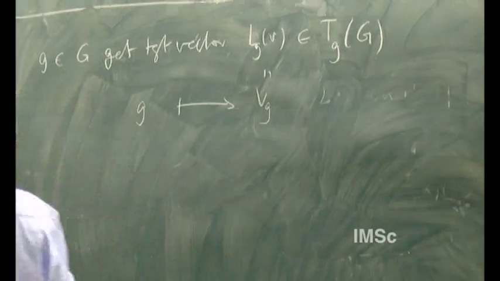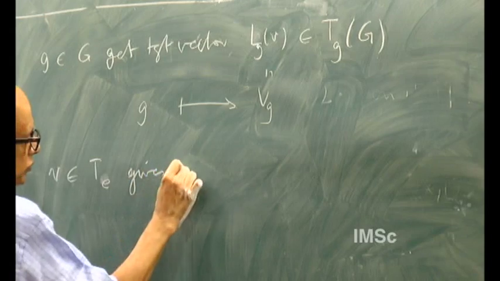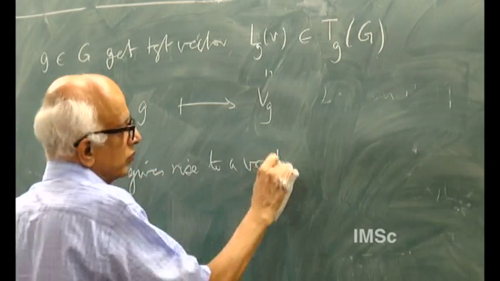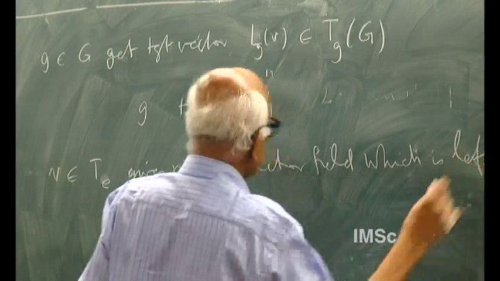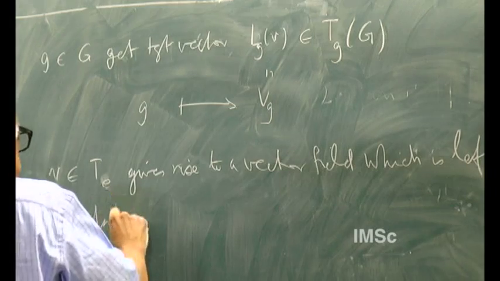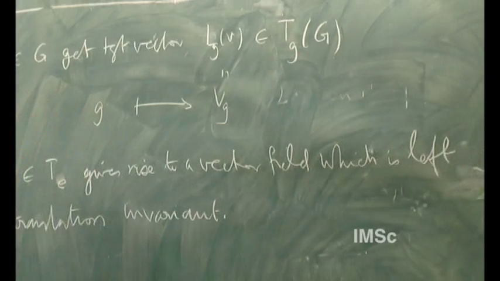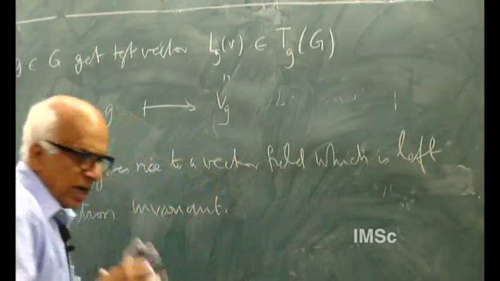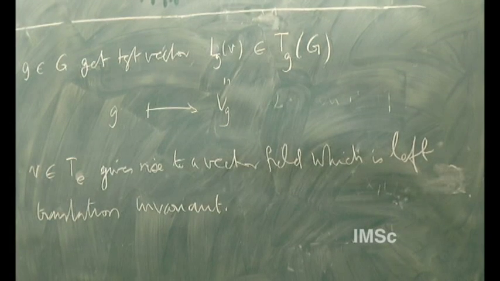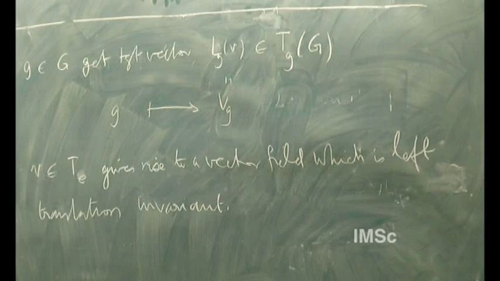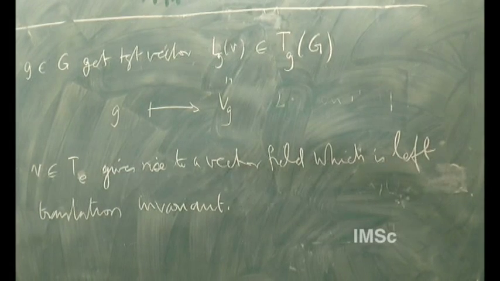So each v in T_e G gives rise to a vector field which is left translation invariant, in the sense that whenever you have an analytic diffeomorphism, obviously you can take vector fields to vector fields, because at every tangent vector there is an image tangent vector. And since two distinct points are taken to different points, there will be no confusion. If you have a vector field here, it goes to a vector field.